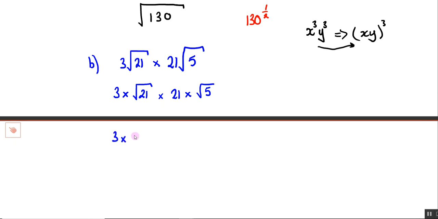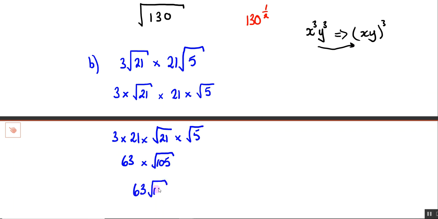I can just do 3 times 21, and then I can do root 21 times root 5. So 3 times 21 is 63, and root 21 times root 5 is root 105. So I end up with 63 root 105. Okay? Any issues with that?